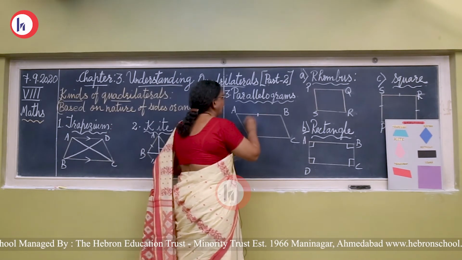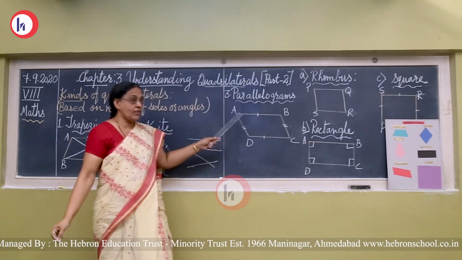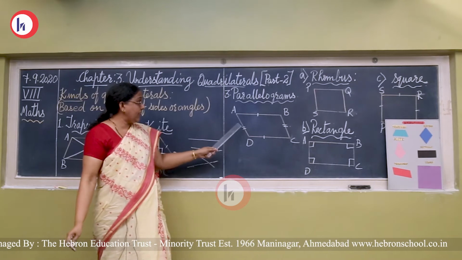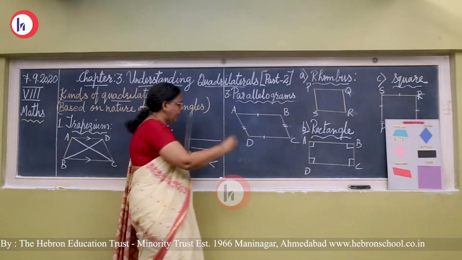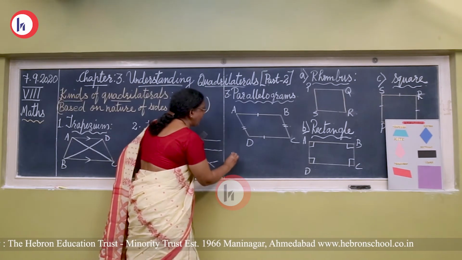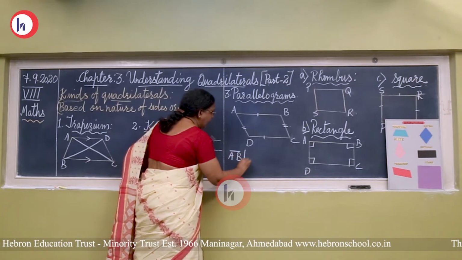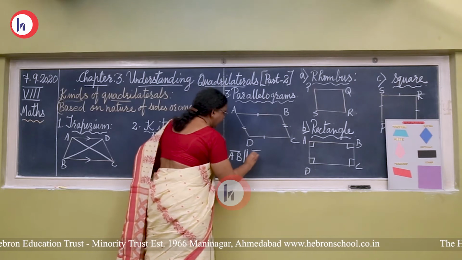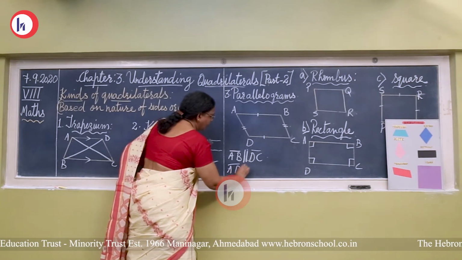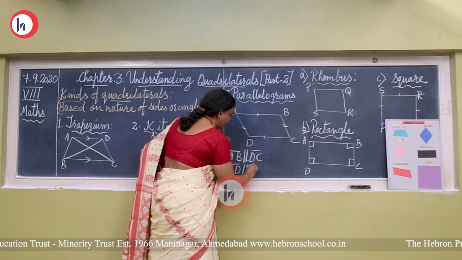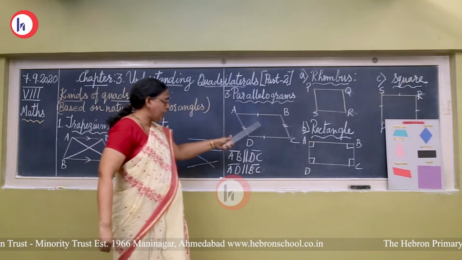So, such a figure we call a parallelogram. What is the first property of a parallelogram? Two pairs of sides are parallel. We can also write parallel lines in symbolic form: line segment AB is parallel to line segment DC, and line segment AD is parallel to line segment BC. So two pairs of opposite sides are parallel in a parallelogram.